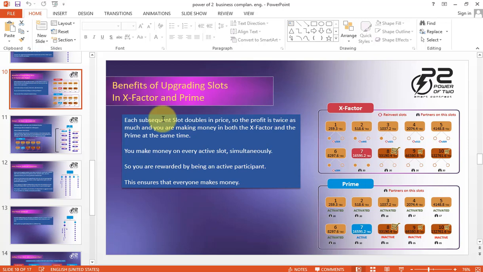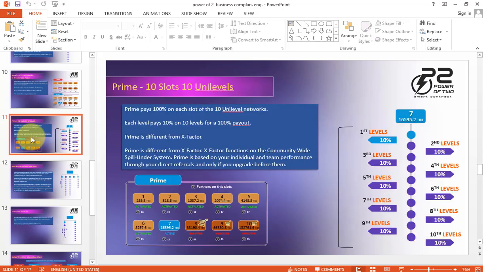So these are provided in Tron currency, so you can check on Google the current price for these in USD, and you will know how much you will need in order to upgrade onto these slots. All right, guys, now let's move on to the next page really quick.